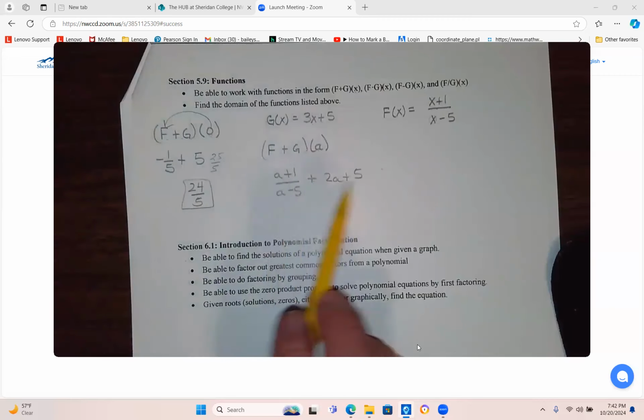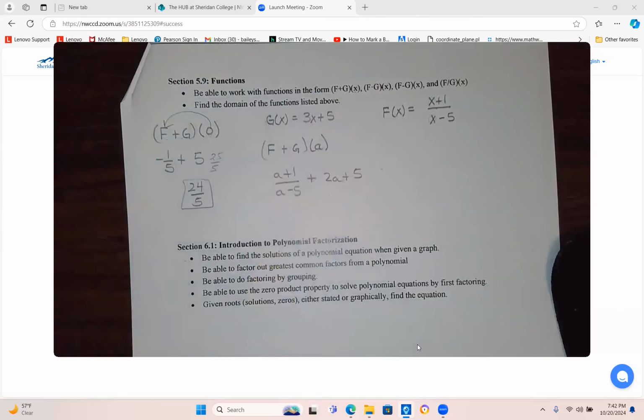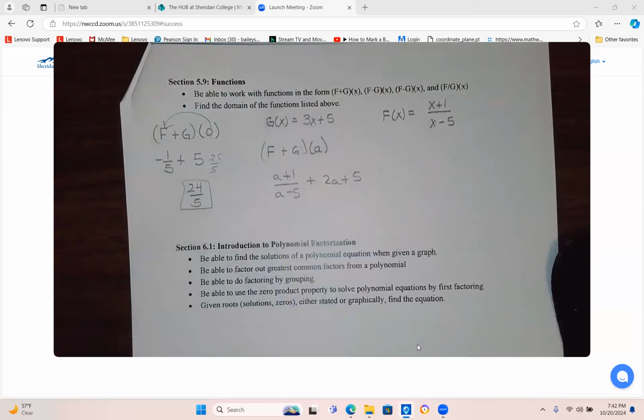If it was something like this, you would just leave it. But if you can simplify it, simplify it. But in this case, we're not there yet. But that's the idea of putting a into the f, putting a into the g and then adding, subtracting, or multiplying. Okay, now let's look at domains.